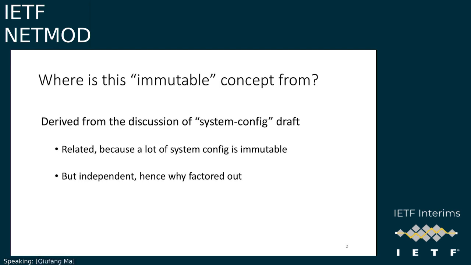So the most initial idea of this immutable concept was really to try to document the non-modifiable system configuration. So this immutable concept is tightly related to the system config work, because a lot of system configuration is immutable. But it is independent of the implementation of the system data store, because even without the system data store, there still would be a lot of system configuration somewhere in the device. By proposing the system data store, we allow the server to expose an interoperable API for the system configuration visibility. So the immutable concept is independent of the system data store, hence why it is factored out and documented in a single draft.